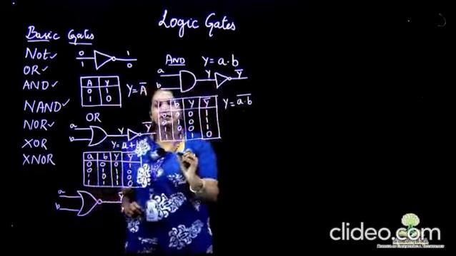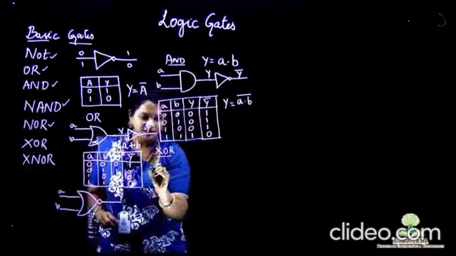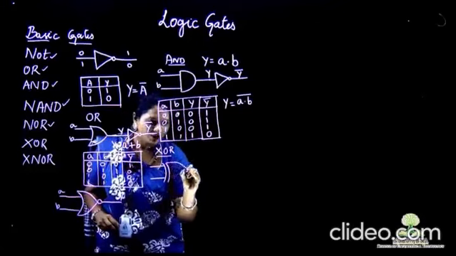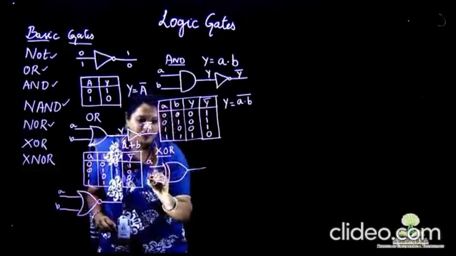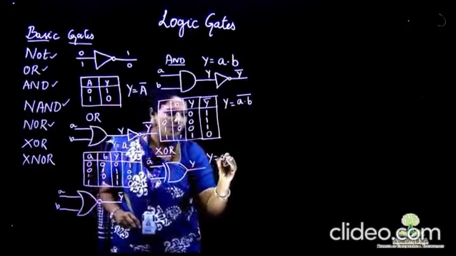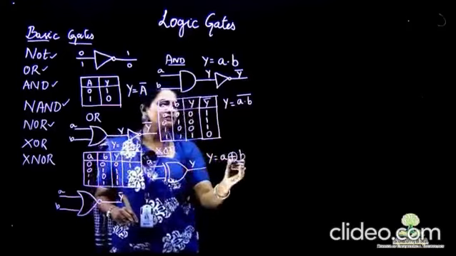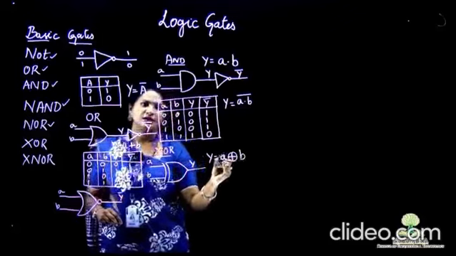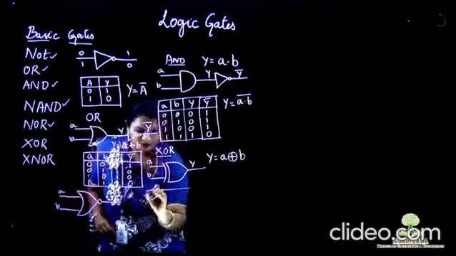So the next gate we are discussing is the XOR gate. The symbol for the XOR gate looks like this. With a minimum of 2 inputs and 1 output, if I consider A and B as the inputs and Y as the output, the expression would be Y is equal to A exclusive-OR B. So this symbol is representing that there is an exclusive operation.